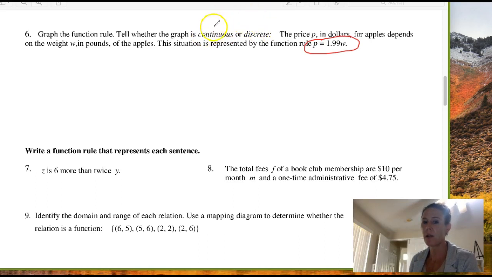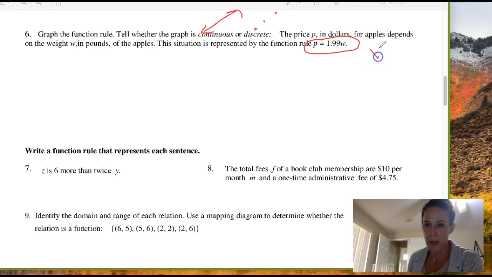Now, to tell if it's continuous or discrete, think continuous, the line continues on. It doesn't have breaking points. Discrete would be only specific points. So remember, continuous, it goes on forever. There is no break in your graph. So it really depends on what you're discussing or working on.